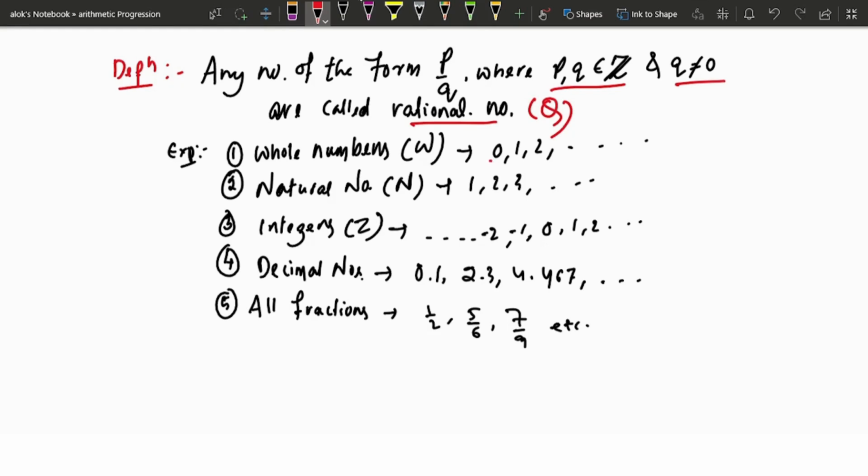1 upon 1, 2 upon 1. Similarly, you can write natural numbers also as 1 upon 1, 2 upon 1, 3 upon 1. Similarly, you can write integers also as -2 upon 1, -1 upon 1, 0 upon 1, 1 upon 1, 2 upon 1, and decimal numbers.